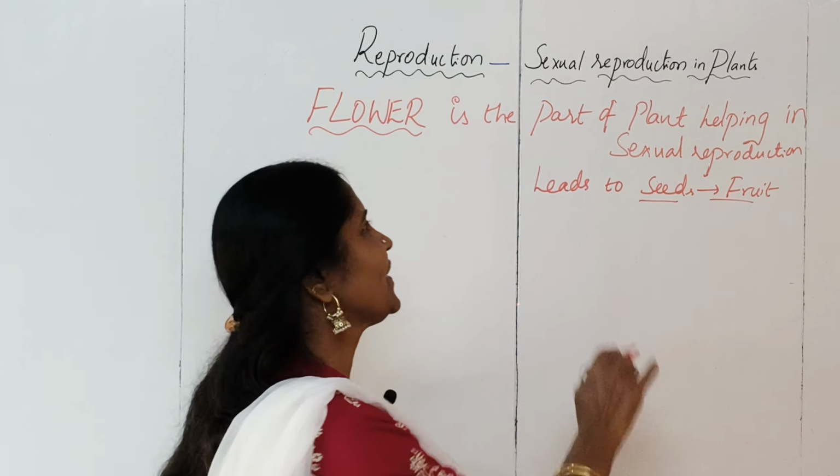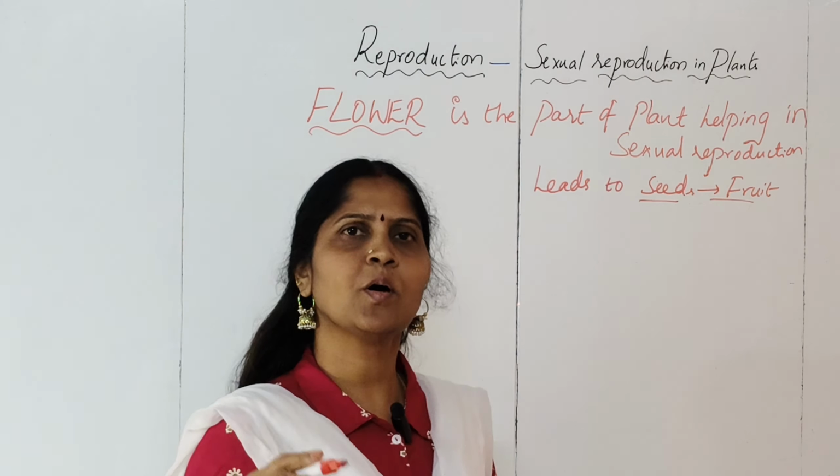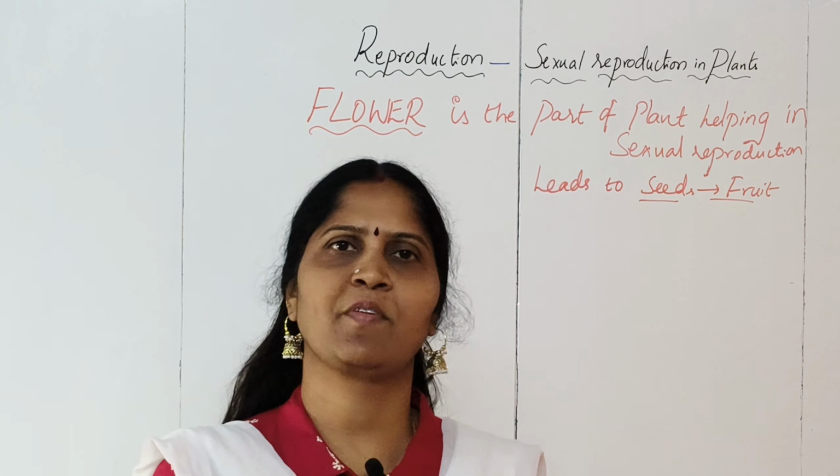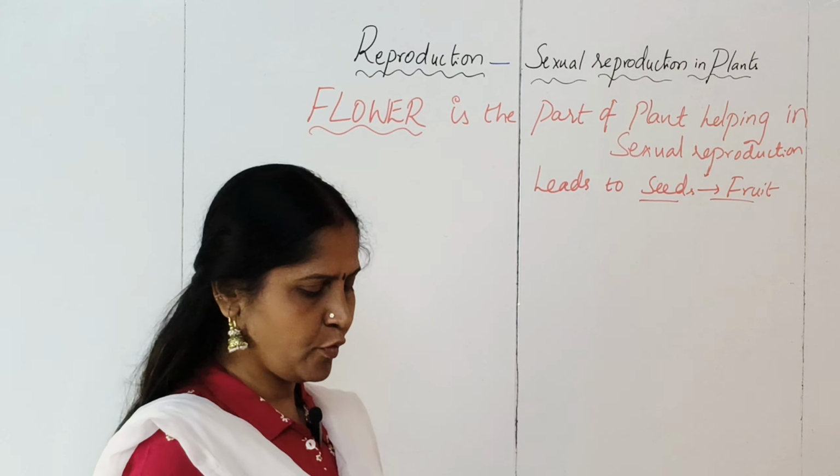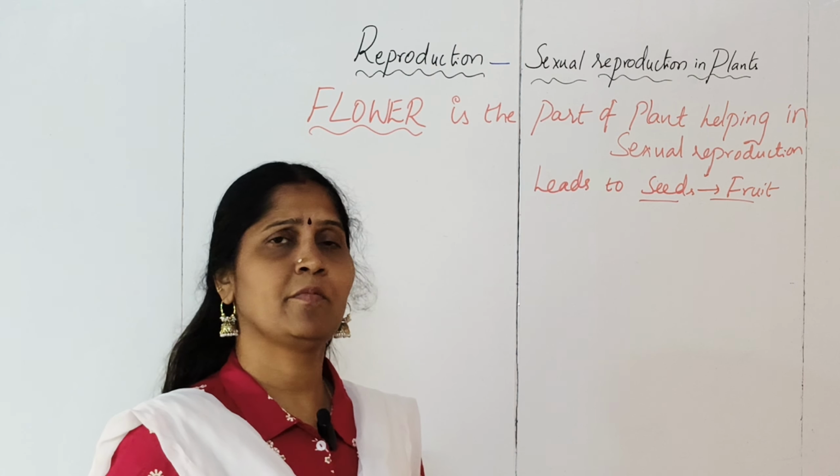So let us quickly learn about sexual reproduction in the case of the plant. The part which helps in sexual reproduction is the flower, which leads to the formation of the seeds and further to the formation of the fruit. You might remember from your lower classes how to draw a flower very easily.